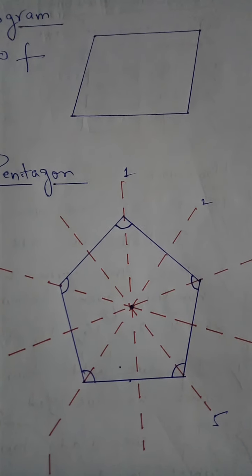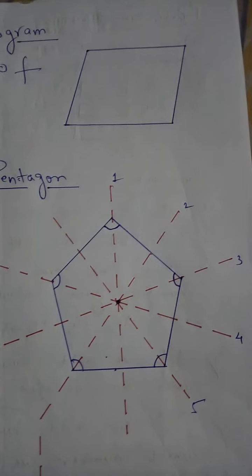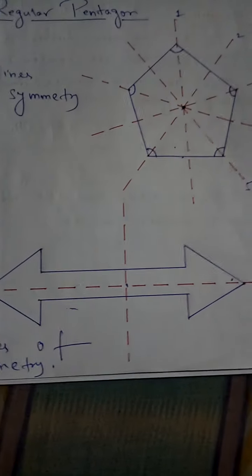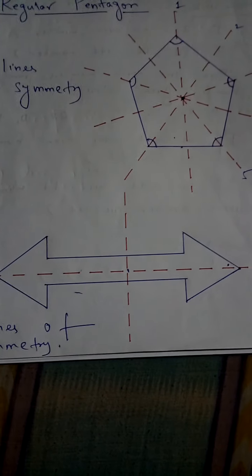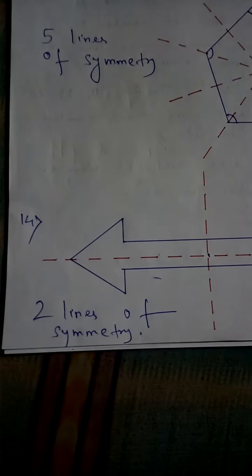Next figure, it has no name, it's like an arrow. You can see the figure. Clearly, how many lines of symmetry are there? 2. It has 2 lines of symmetry, this figure.